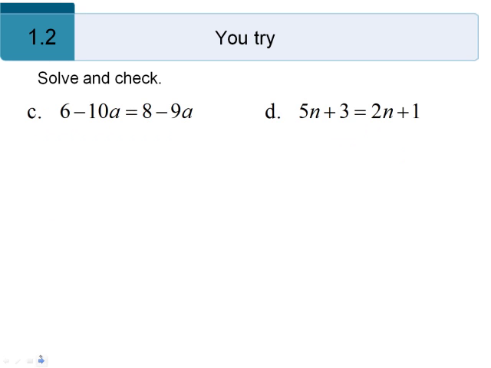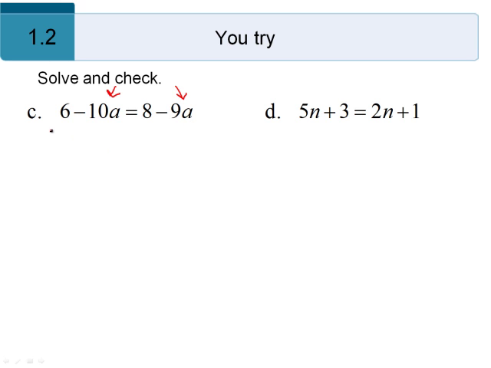All right, letter C. This is where a lot of people start to have problems because they get mixed up on what's going where. What you need to see is that you've got variables on both sides of the equal sign. You've got 10a over here, actually negative 10a, and negative 9a over here.